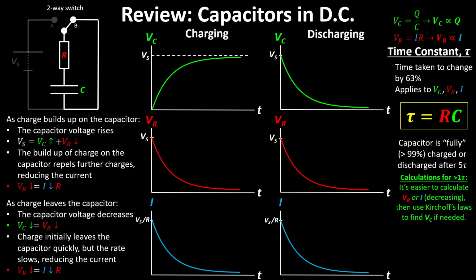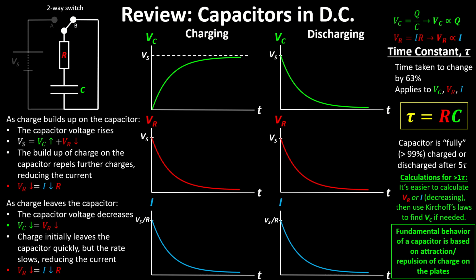So if I was calculating capacitor voltage for a charging capacitor, I would actually calculate the resistor voltage and then subtract that from the supply voltage. That's, I think, the easier way to find it. And just to note that the fundamental behaviour of a capacitor is based on the attraction and repulsion of charge on the plates. That's ultimately what it's all based on. Okay, so that's a real quick summary of capacitors.